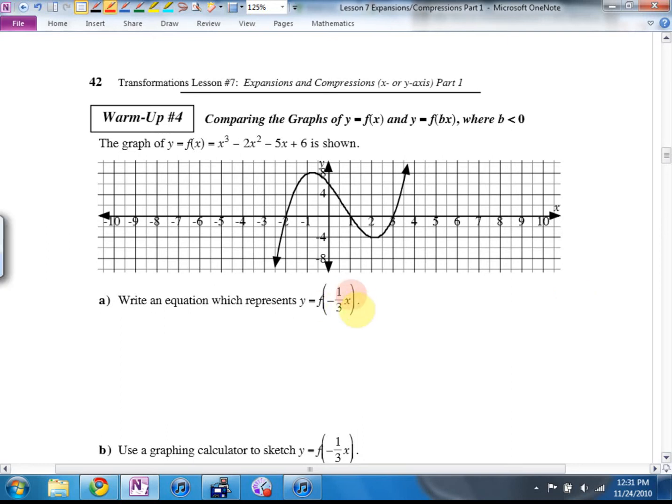There are two things going on here. I see a negative horizontal reflection. 1/3, is it right next to the x? Everything's backwards. It's not going to be 1/3 as big. It's going to be 3 times as big. Okay? I'm not going to worry about writing the equation. I'm just going to sketch this. And I would probably start with this point right here. This is a nice one.